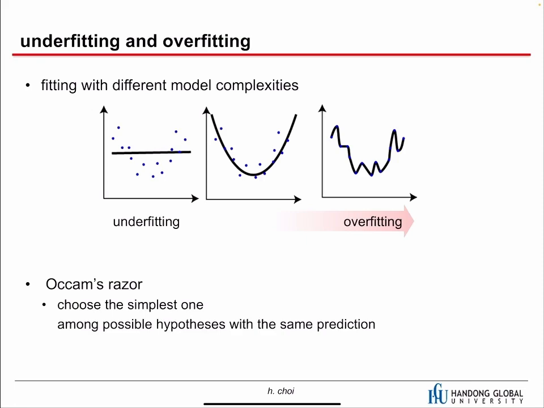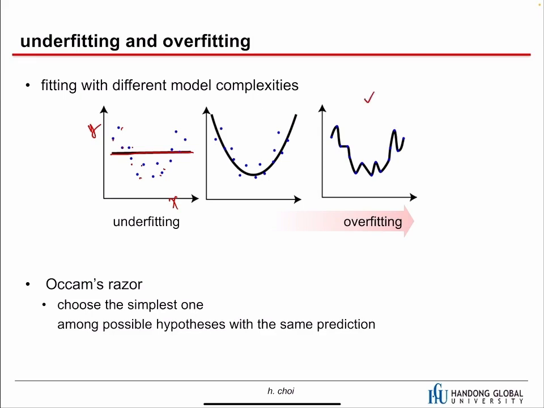First of all, underfitting and overfitting. I think you're already familiar with this figure. Given these samples, we want to estimate the relationship between x and y. The simplest model would be a linear model. Then this linear model cannot capture the relationship between x and y. So this model is underfitting the data.